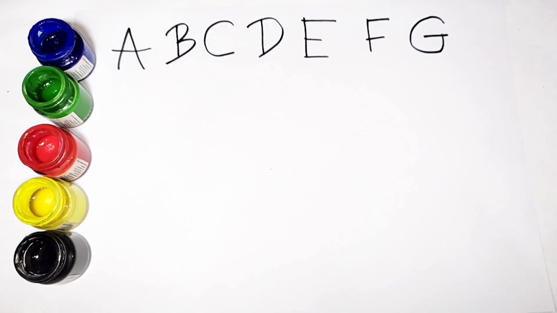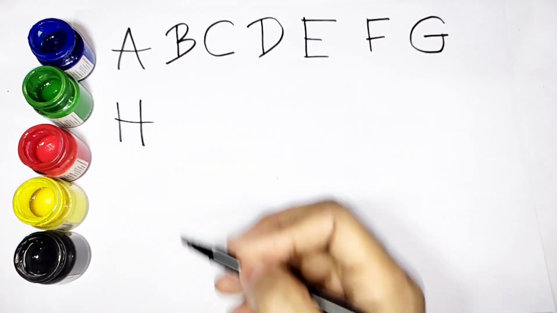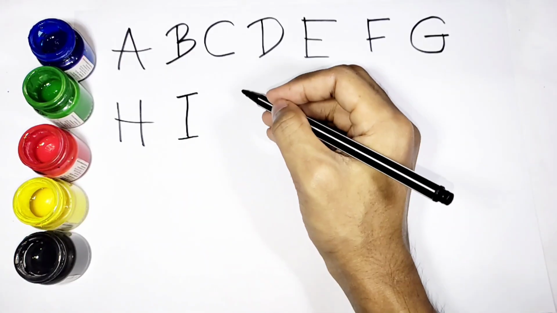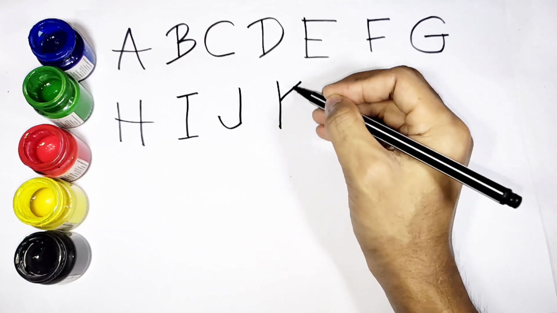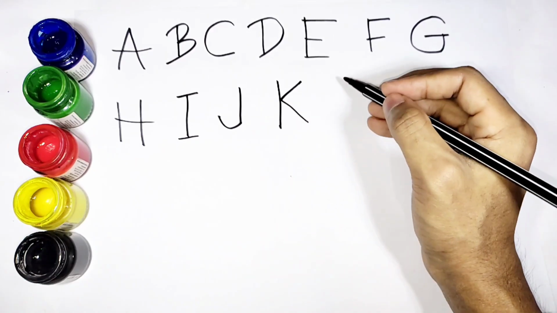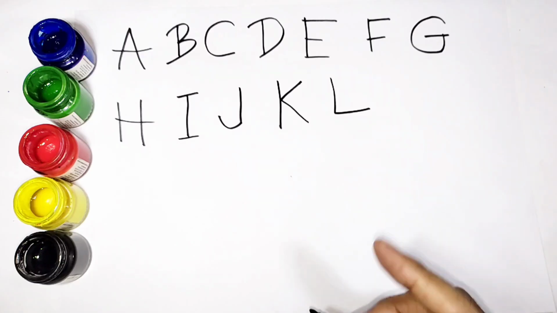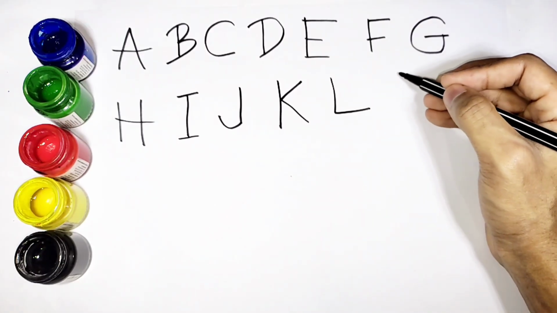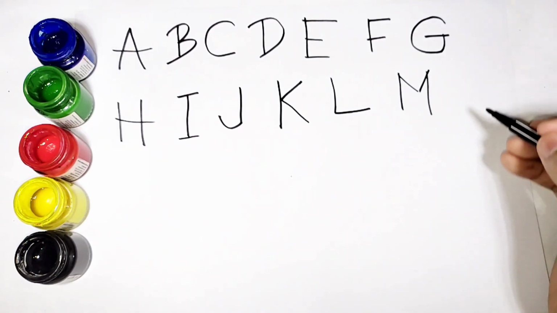And the next one is G. G for God. The next one is H. H for hand. I. The next one is J. And now we'll draw K. K for kite. The next one is L. L for lion, L for lemon. And the next one is M. M for moon, M for mango.